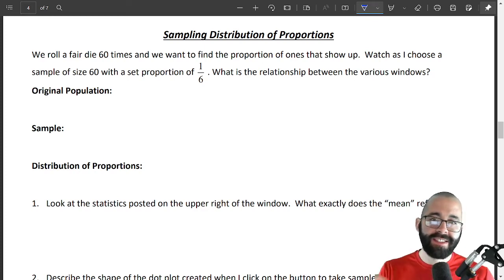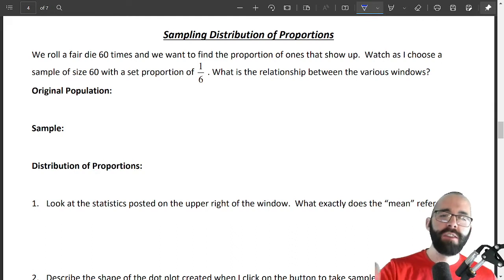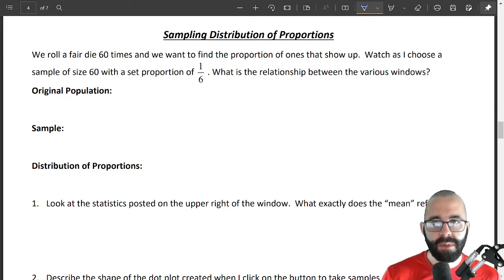All right, you thought sampling distributions of means was fun. Well, now we get to do it with proportions. I don't think this is any worse, and just by the fact that you've already done sampling distributions of means, this will probably even be better, okay?